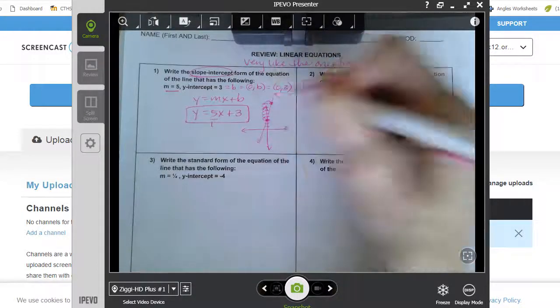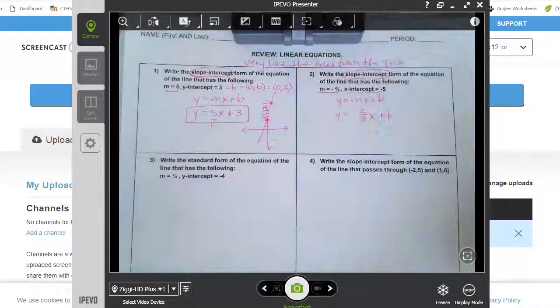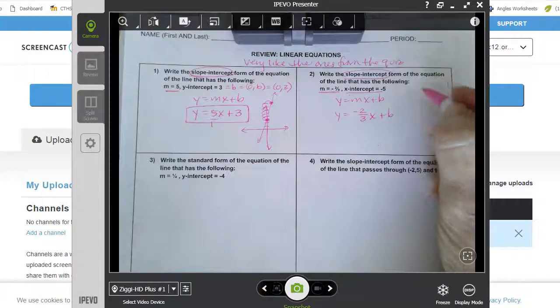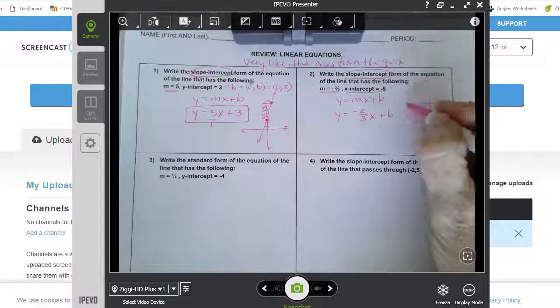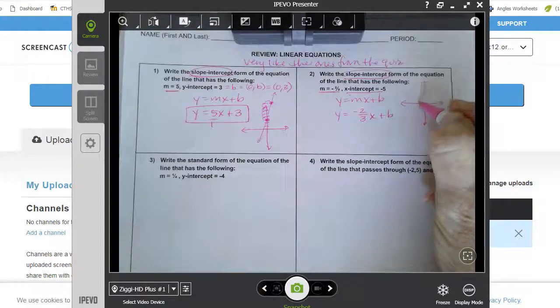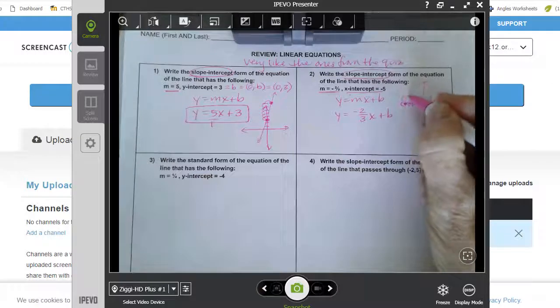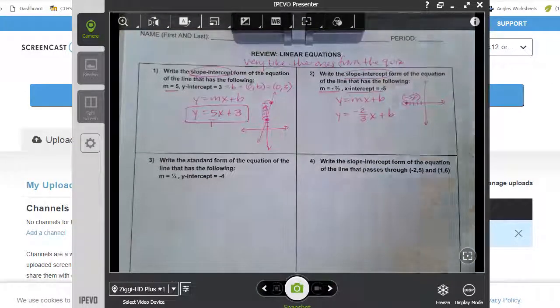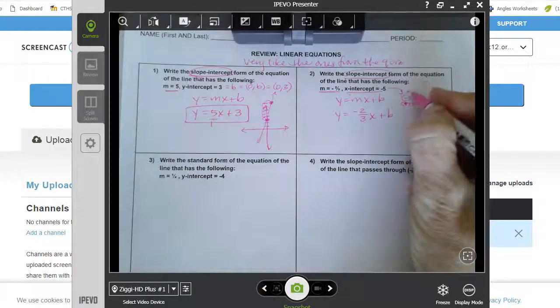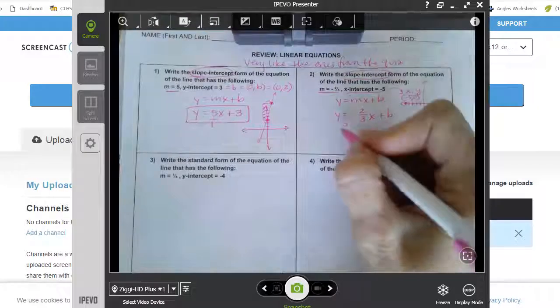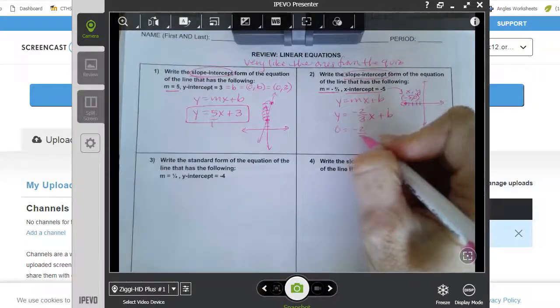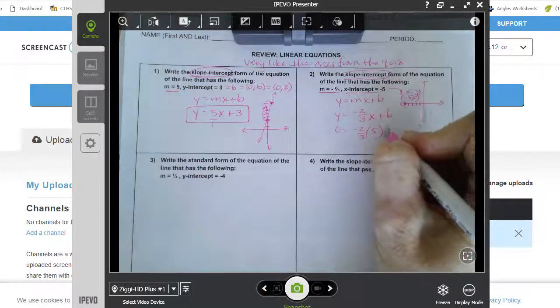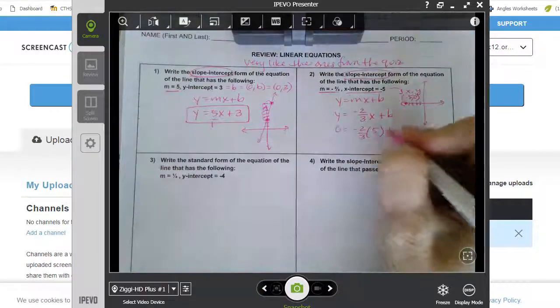But this is not the y-intercept. This is the x-intercept. So the x-intercept is where the x-axis catches the line. This one is at -5, 0. Okay? So that's a point on my line. That's what they're telling me there. I can input -5 for x, 0 for y, and solve for b. Okay?